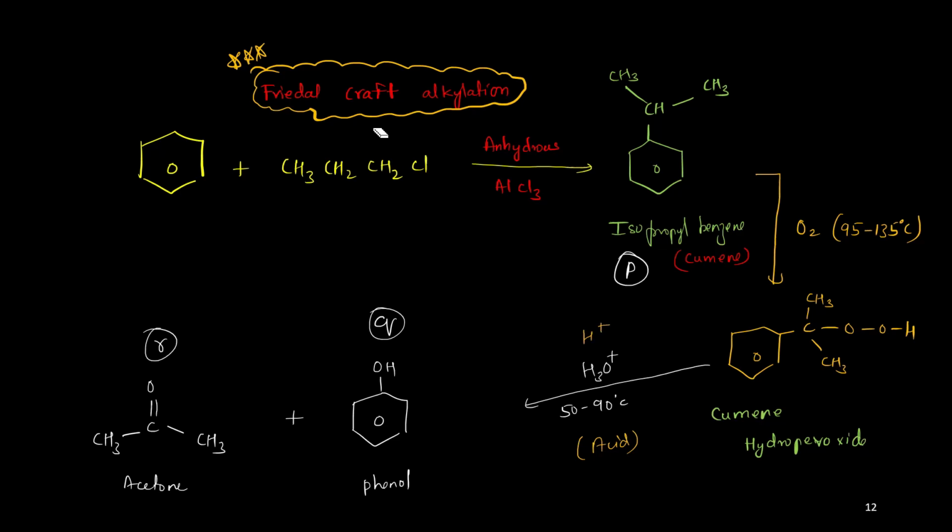Here I can use CH3CH2CH2Cl, or I can also use CH3CH2CH double bond CH2, which is nothing but propylene. So I can use either the propyl chloride or the propylene. Both can be used here, and the final product will be acetone and phenol. Is it clear for everyone?